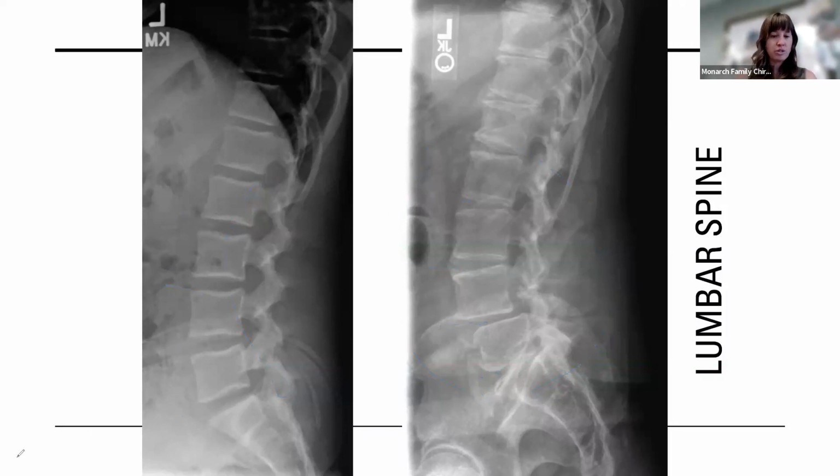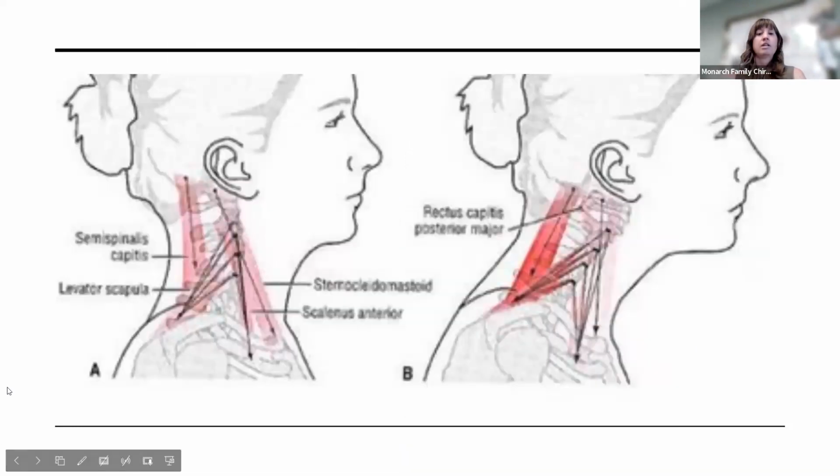So I want to go back to this picture here. I think this is a great picture. Number one, it's actually showing muscles. So the reason we show this to you is that this person on the left has the head above the shoulders. Here is forward head posture. And you can see how that changes the tension and the vectors of the muscles.